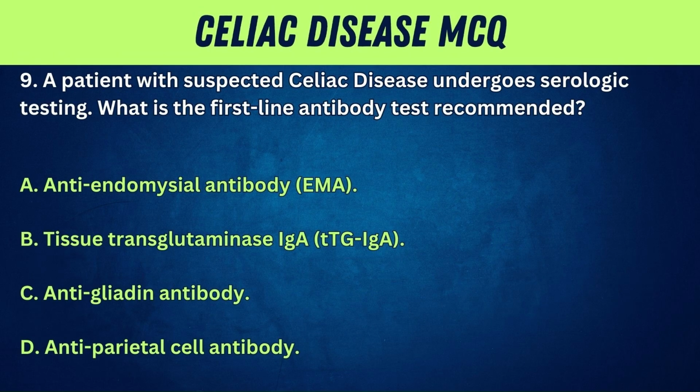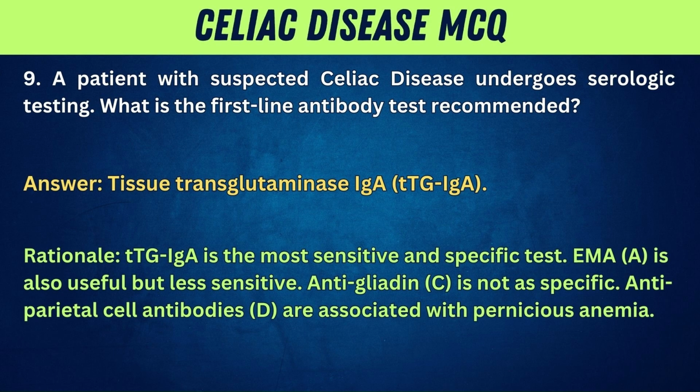9. A patient with suspected celiac disease undergoes serologic testing. What is the first-line antibody test recommended? A. Anti-endomysial antibody, EMA. B. Tissue transglutaminase IgA, TTG-IgA. C. Anti-gliadin antibody. D. Antiparietal cell antibody. Answer: tissue transglutaminase IgA, TTG-IgA.